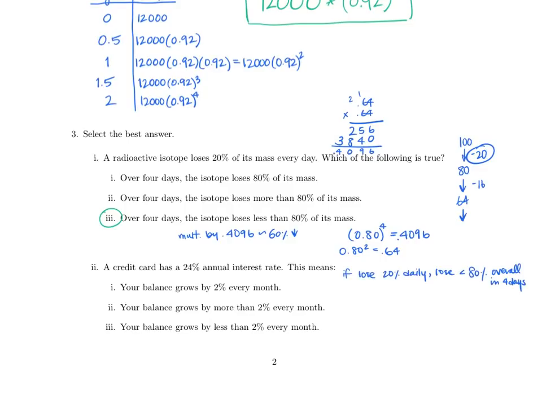Let's think about what that would mean if it were growth, which is what this particular credit card interest question is about. So what if we were growing 20% daily? And I realize I'm talking about a different problem now than the one that's in front of us, but bear with me. If instead of losing 20% daily, we gained 20% daily, how much would we gain overall in 4 days? More than 80%? Less than 80%?